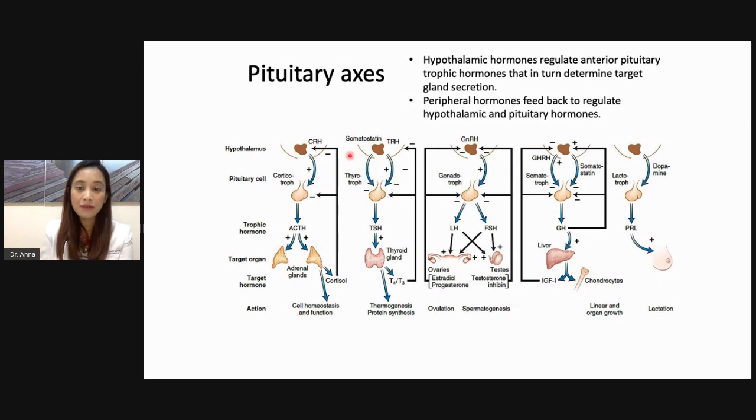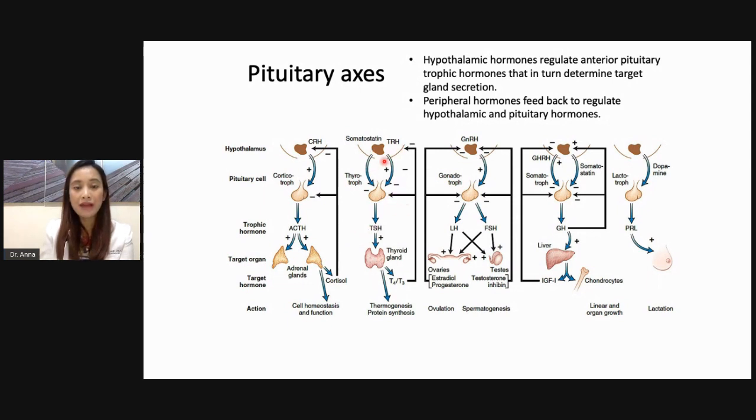So let's go through them one by one. Your CRH or your corticotropin releasing hormone stimulates your corticotropes in your pituitary to secrete ACTH, and your ACTH on the other hand will stimulate your adrenal glands to secrete your cortisol, and your cortisol now will have effects on cell homeostasis and function.